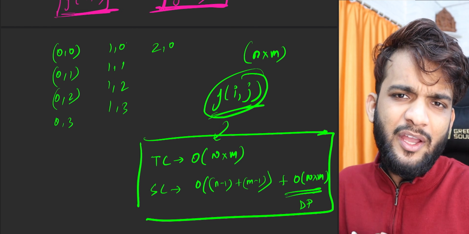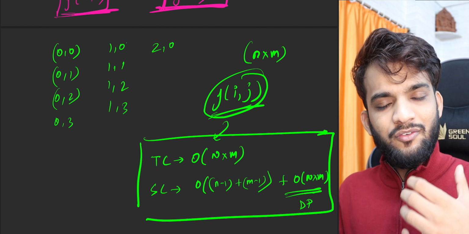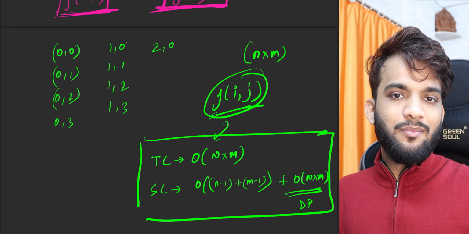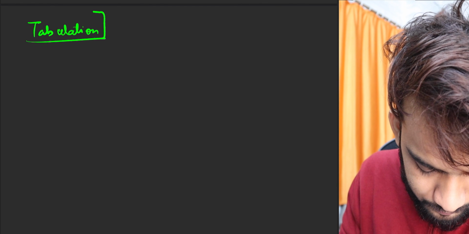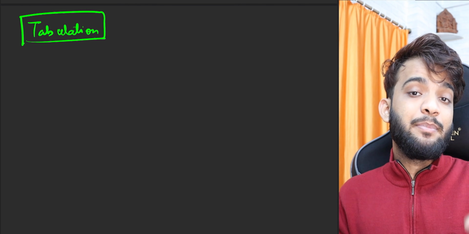Okay, but if you stop at memoization, he might start asking. Instead of him asking, you impress him. Got it? So we have pretty much done the memoization form. What's the next one? The next one is tabulation.